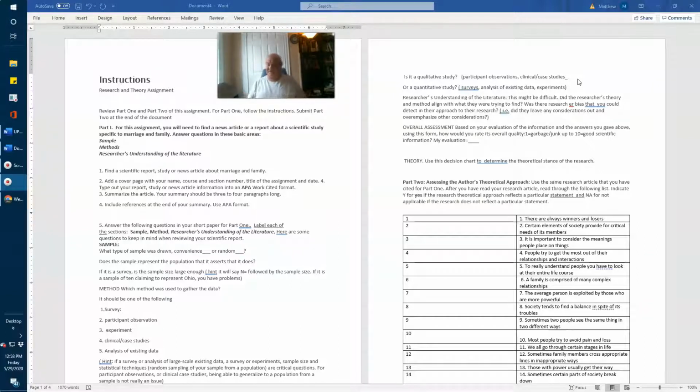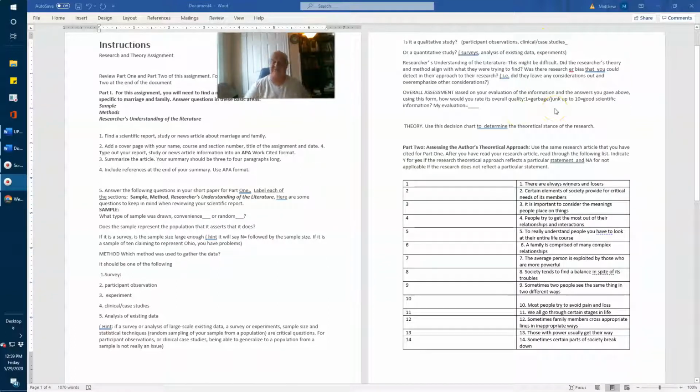They're going to write a literature report, and they're going to draw conclusions. Did the researcher's theory and method align with what they were trying to find? Was there researcher bias that you could detect? Do they have any considerations left out, or do they overemphasize other considerations? Basically, you rate it from 1 to 10. Would you give it a 9 or a 10, or did they do what they said they were going to do? Okay, that's part one.